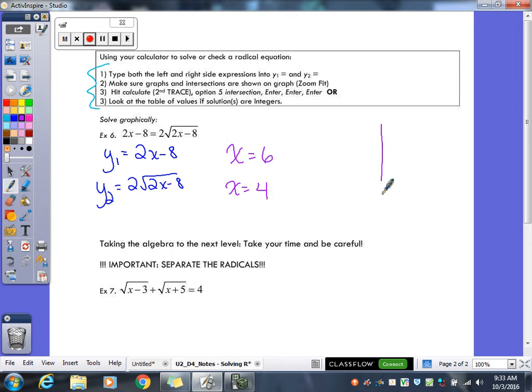And if you're solving it graphically, you should always sketch yourself a little picture here. So there's our y1. Since I labeled these over here as y1, y2, I can do that. There's my y2. So there's our 2 points of intersection at 6 and 4.